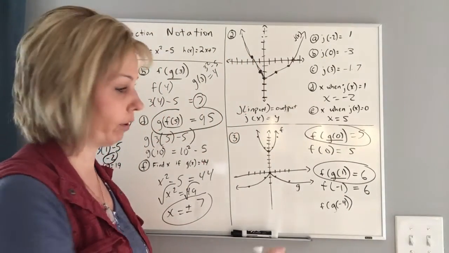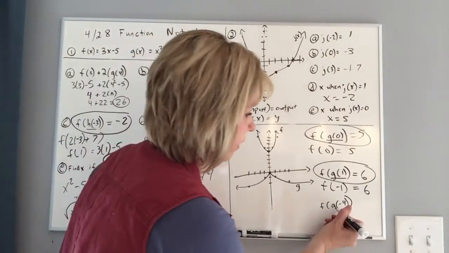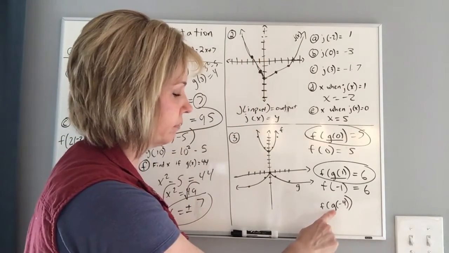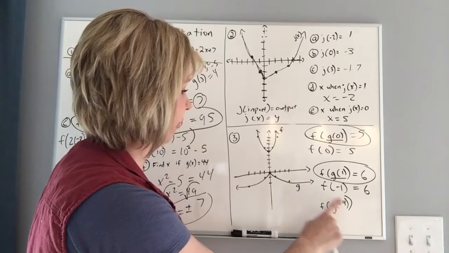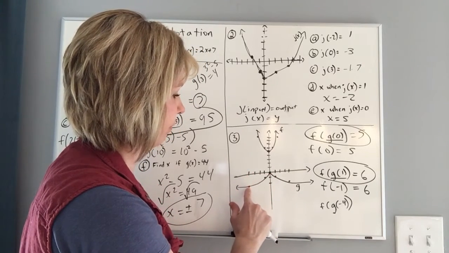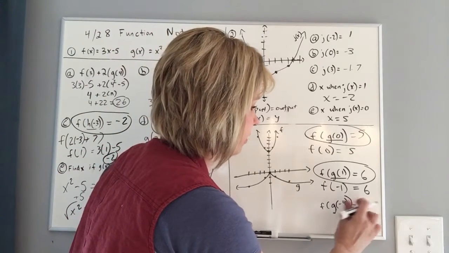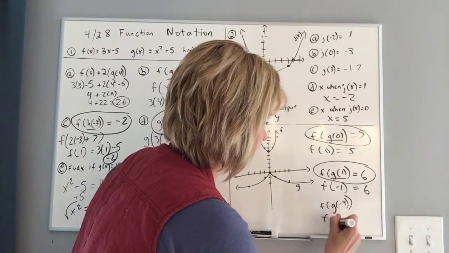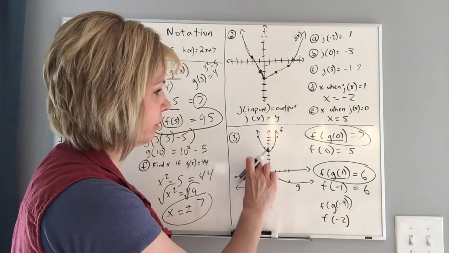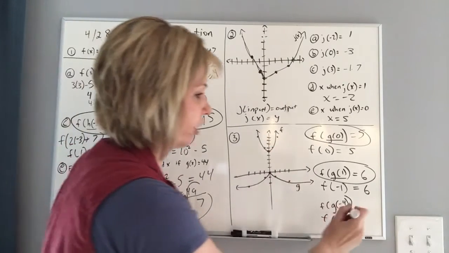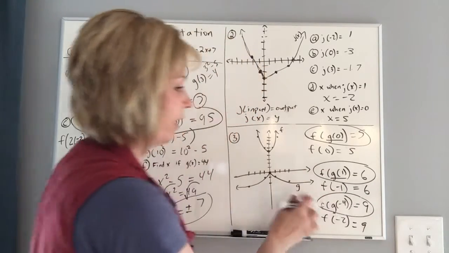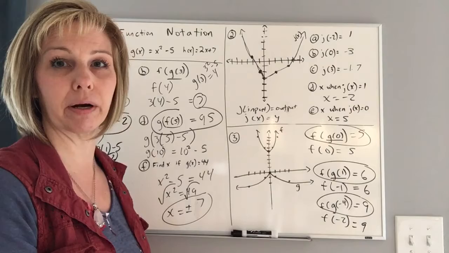Okay, let's try one more. F of g of -4. So g of -4. So when your input is -4, what's the output? Looks like it's at -2. So f of -2. When your input is -2, what's the output on the f function? Looks like it's at 9. So we would say that f of g of -4 is 9.